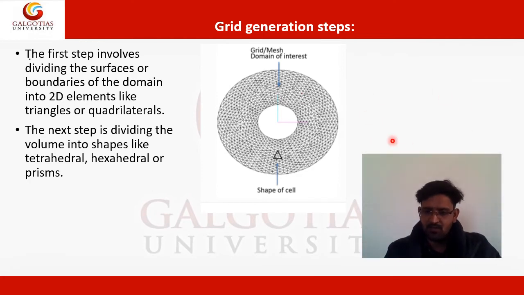This was, you can say, a solenoid, and then we break it into a small number of elements. So this is the grid mesh of the domain of interest, and this is the shape of the cell. The first step involves dividing the surface or boundary of the domain into 2D elements like triangles or quadrilaterals, or any finite size shape that you want. Here the element is not perfectly a triangle, but we can say this whole region is meshed into quadrilateral elements. The next step is dividing the volume into shapes like tetrahedral, hexahedral, or prism.